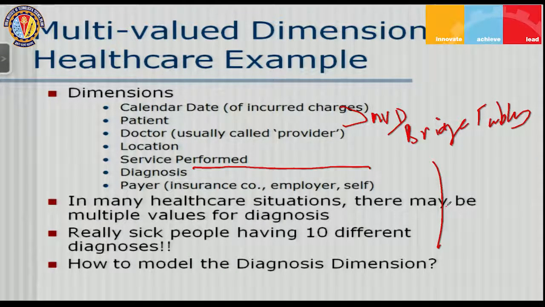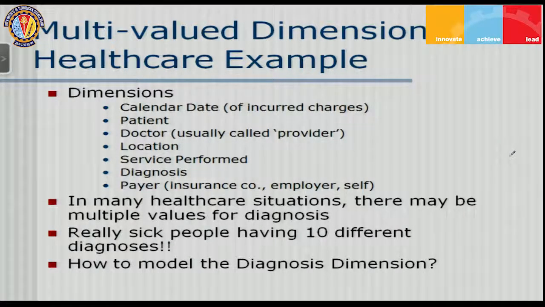The dimensions involved are calendar date, meaning the date on which the charges were incurred, the patient, the doctor, whom we call the provider, the location, services performed, diagnosis, and the payer. Payer could be the insurance company, the employer, or the person paying for self.